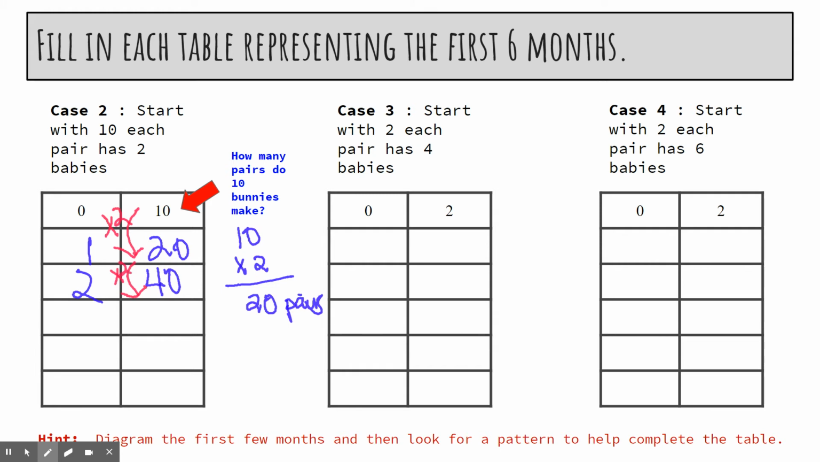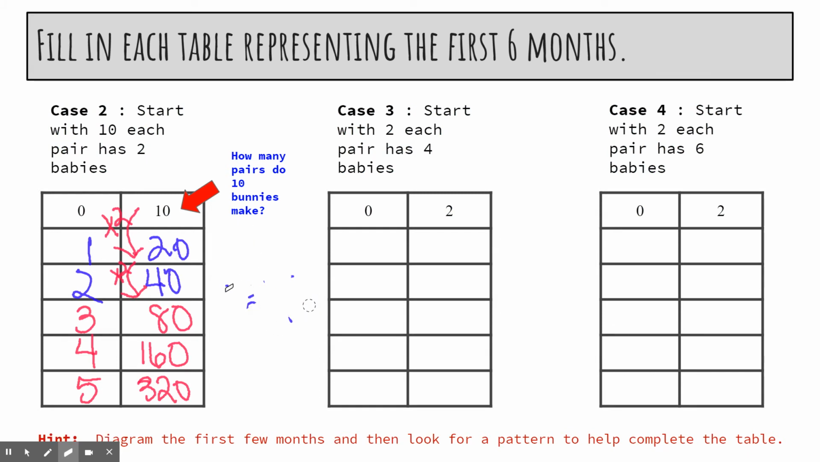So if we continue the pattern of doubling, at month 3 we have 80. At month 4 we have 160. And month 5 we have 320. So you're going to have to continue this pattern on your own to get to month 12. So I'm just getting you started. You need to get to month 12 so you can answer this question. All right, so let's look at the next case.